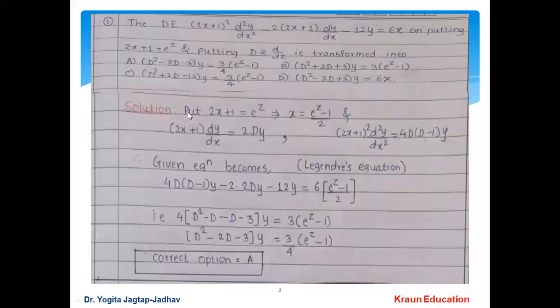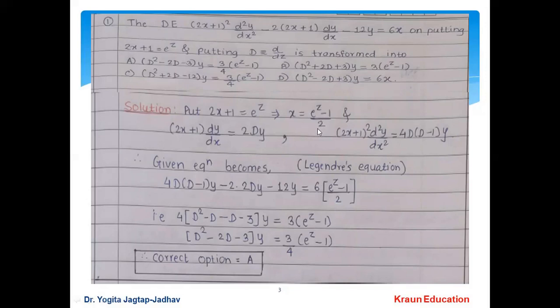Now when we put 2x plus 1 equals e raised to z, rearranging this relation we get x equals (e raised to z minus 1) by 2. The first order derivative term (2x+1) dy by dx becomes 2 times Dy. The second order derivative term (2x+1) whole square d square y by dx square becomes 4D(D minus 1) operating on y. When we substitute all this in the given Legendre's equation, we have 4D(D minus 1) operating on y minus 2, this term as it is, and (2x+1) dy by dx becomes 2Dy, minus 12y is equal to 6 times x.